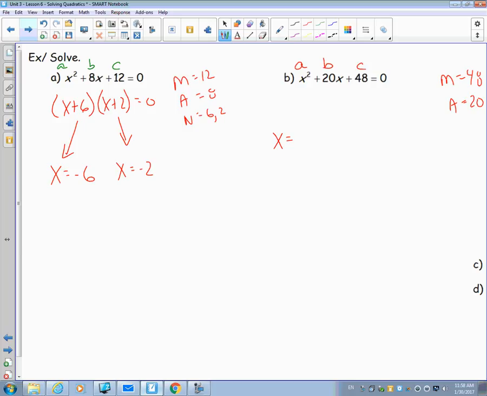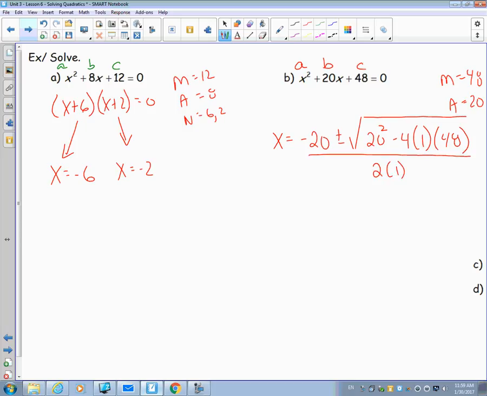Our quadratic formula is negative B, so negative 20, plus minus the square root of B squared minus 4 times A times C. And be careful with your signs, they're all important. All over 2 A's. So first step, put the right numbers in the right spots. Second step, figuring out the number underneath the root sign. So do all the calculations of the root sign. So 20 squared minus 4 times 1 times 48. And hopefully you get 208. And at the same time, figure the number underneath the fraction. And it should be 2.